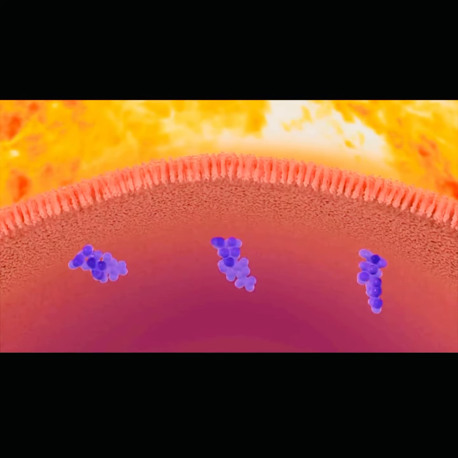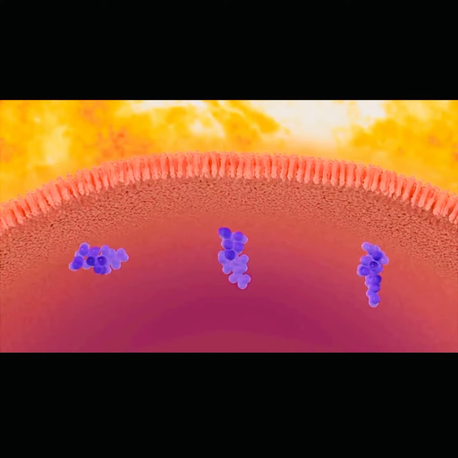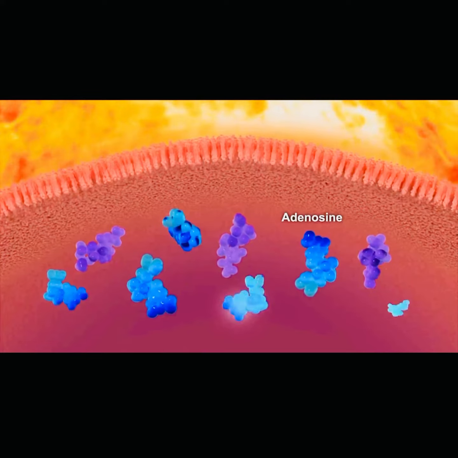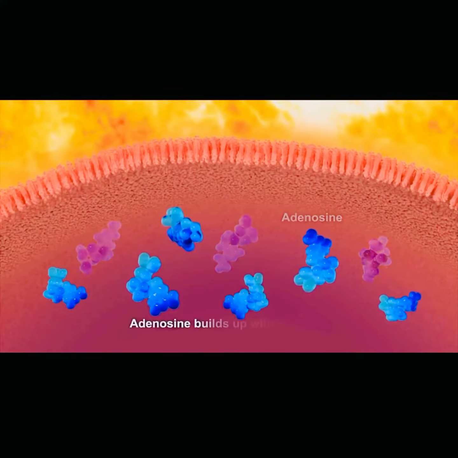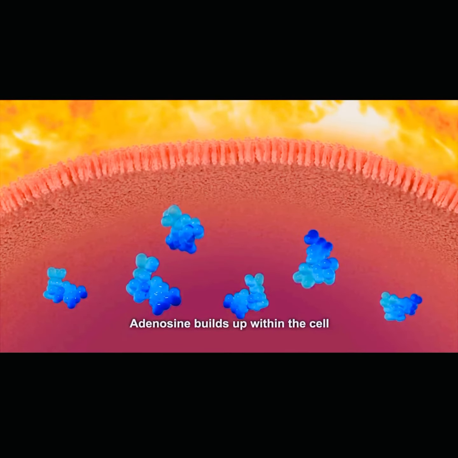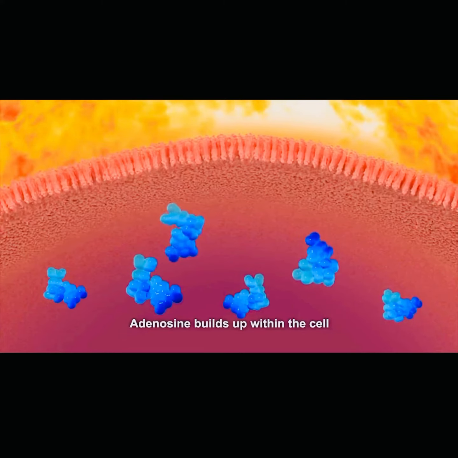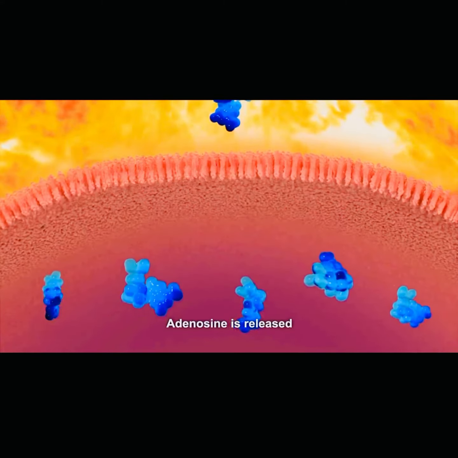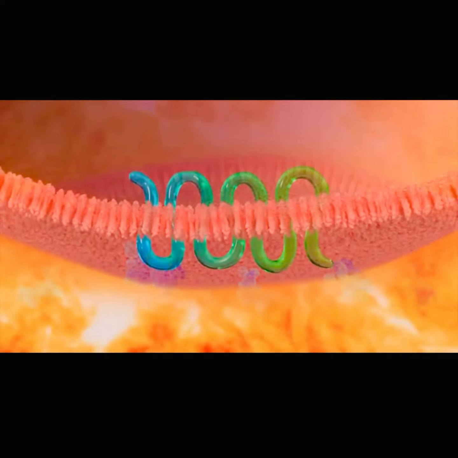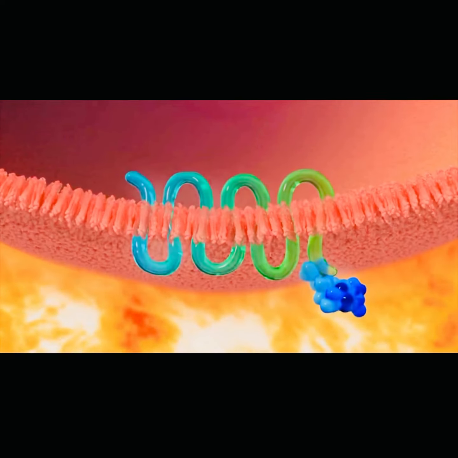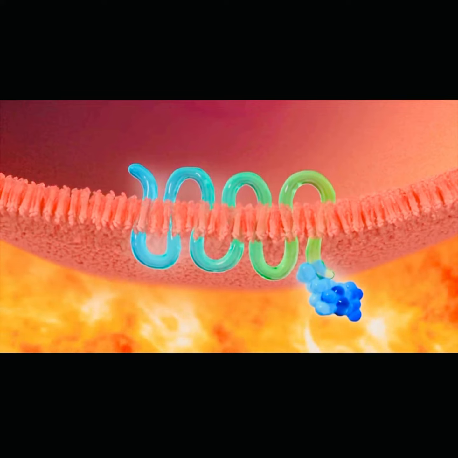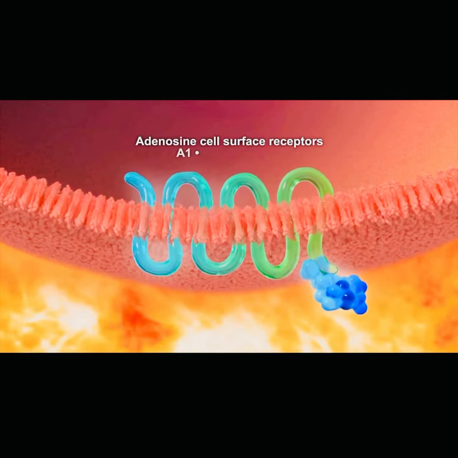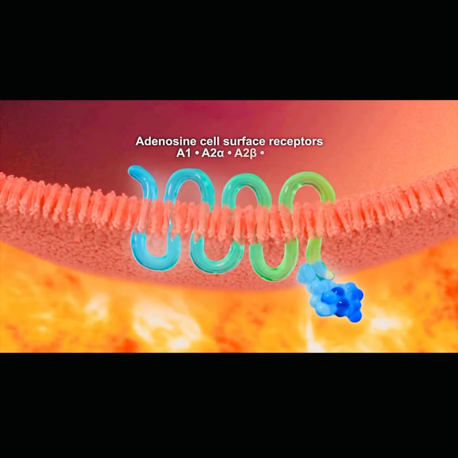With an increase in AICAR within the cell, the levels of adenosine also begin to rise. Adenosine is an important molecule that has an anti-inflammatory effect. As adenosine accumulates within the cell, it is released into the extracellular space by exiting through the cell membrane. Extracellular adenosine is available to then bind to any of the 7-pass transmembrane adenosine cell surface receptor types, including A1, A2 alpha, A2 beta, and A3.